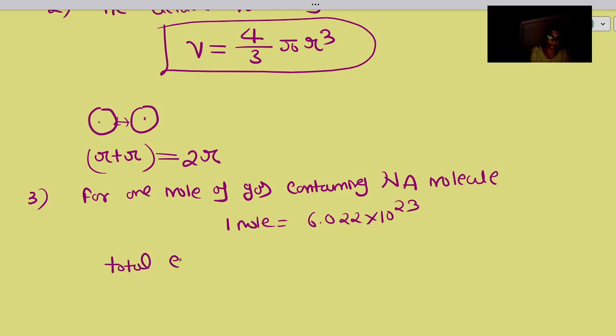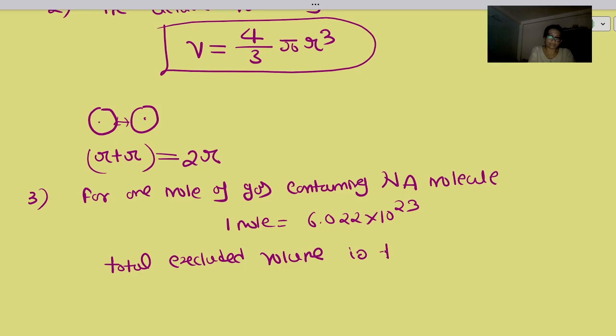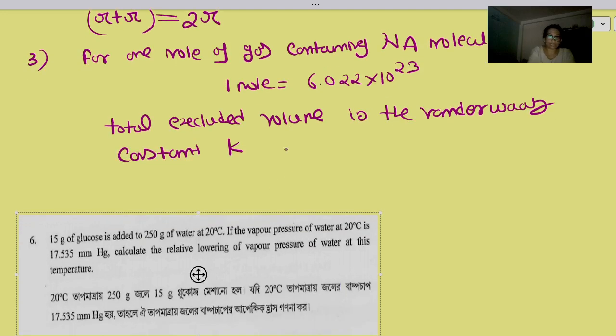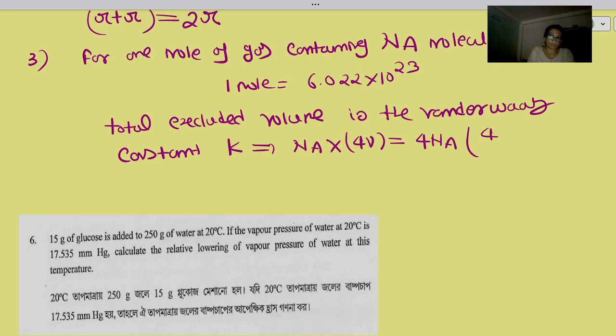Now, the total excluded volume is the van der Waals constant B. So we can write here: Na into 4v, that is 4 Na into 4 by 3 pi r cube.